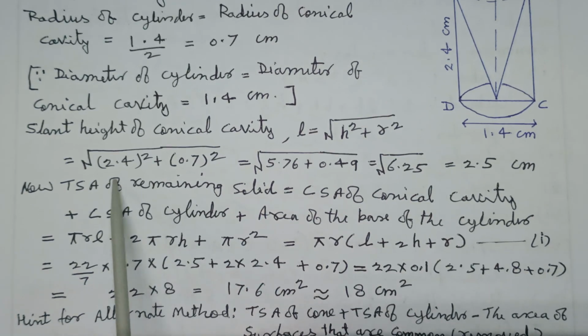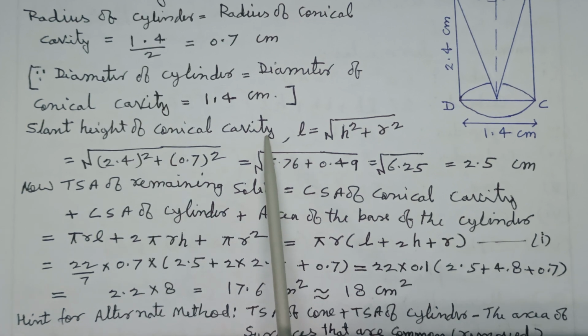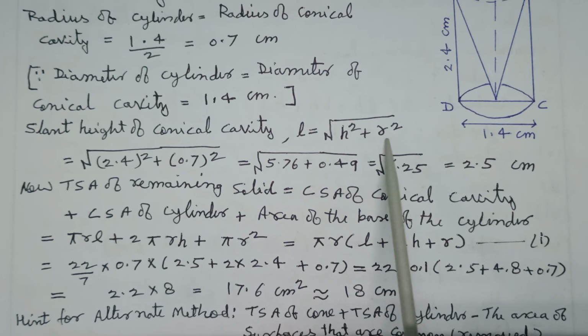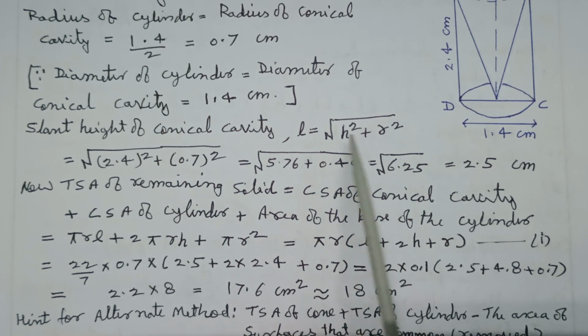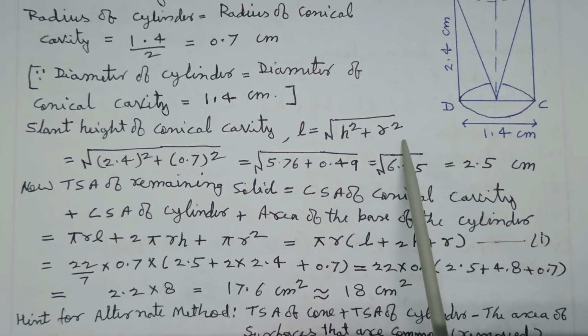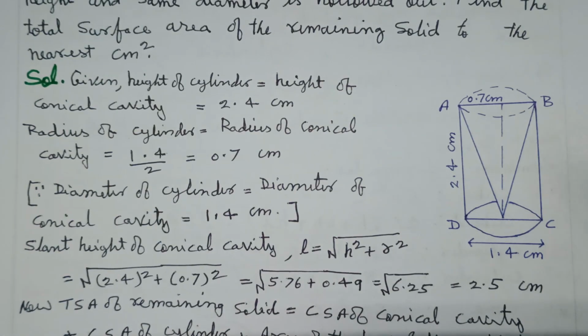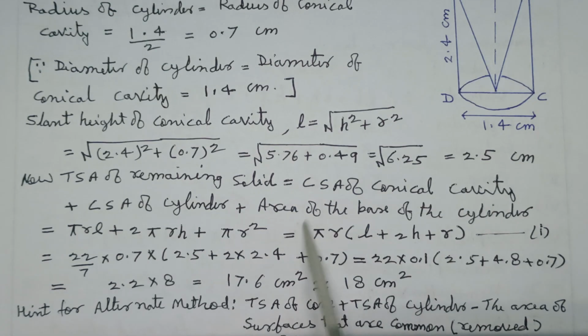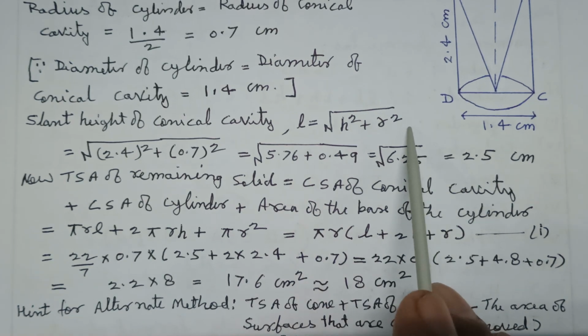Now we will calculate the slant height of conical cavity. So this is L is equal to, by Pythagoras theorem, under root h square plus r square, because this is the slant height. So by Pythagoras theorem this is 90 degree. So this square plus this square is equal to this square. That is, L square is equal to h square plus r square. Therefore L is equal to under root h square plus r square.